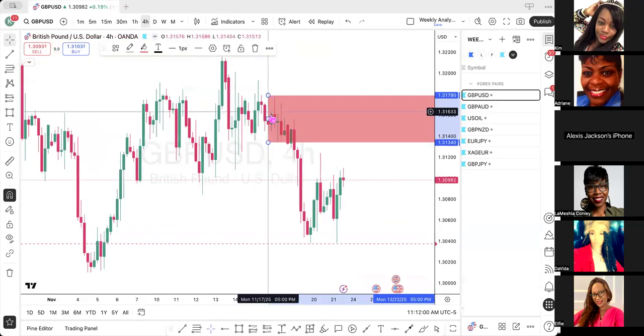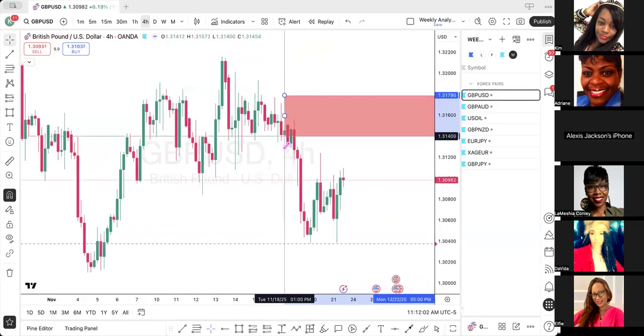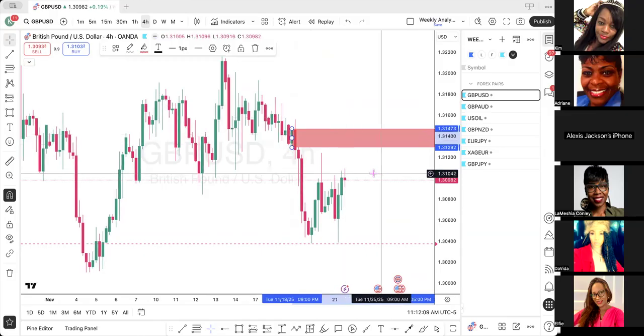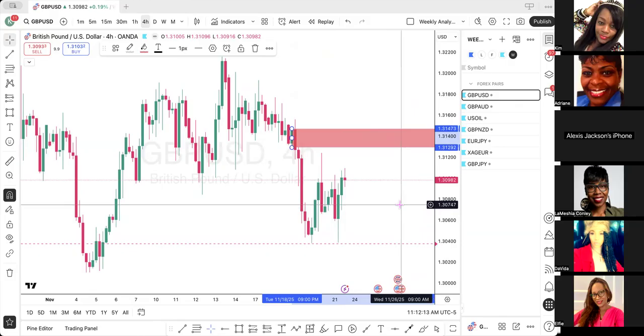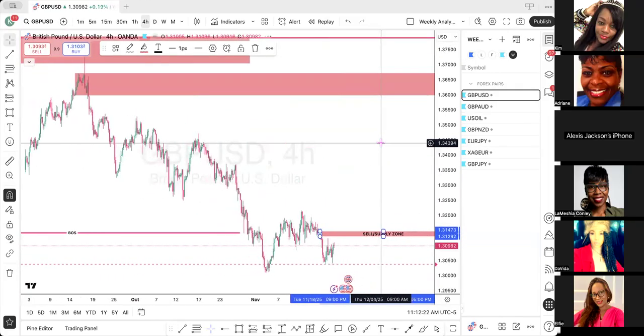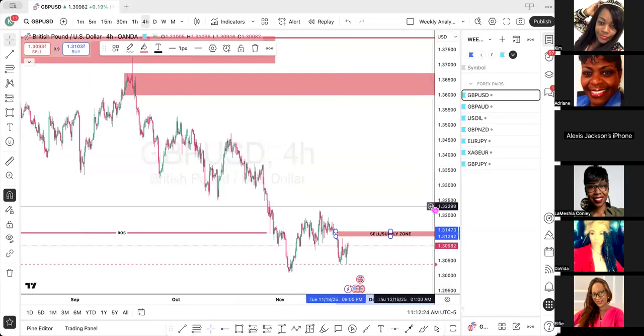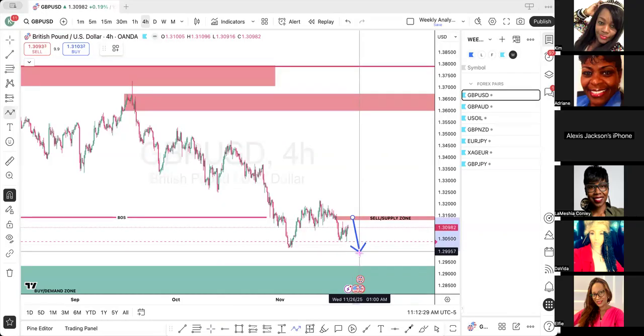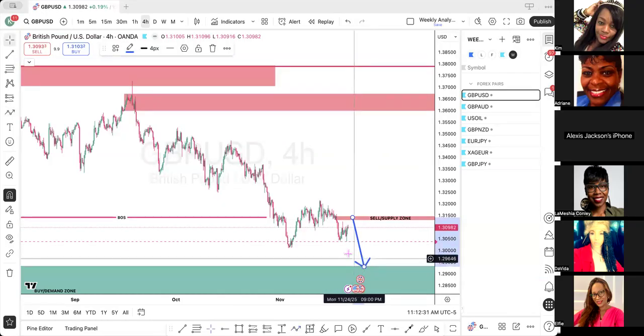And let's go to the 4 hour, see what's going on. There's a little supply zone here. Okay, so I would be looking for price to buy up into the zone and then start selling, if it's going to buy up. But I would be looking for the sell, and then sell down into this zone here.